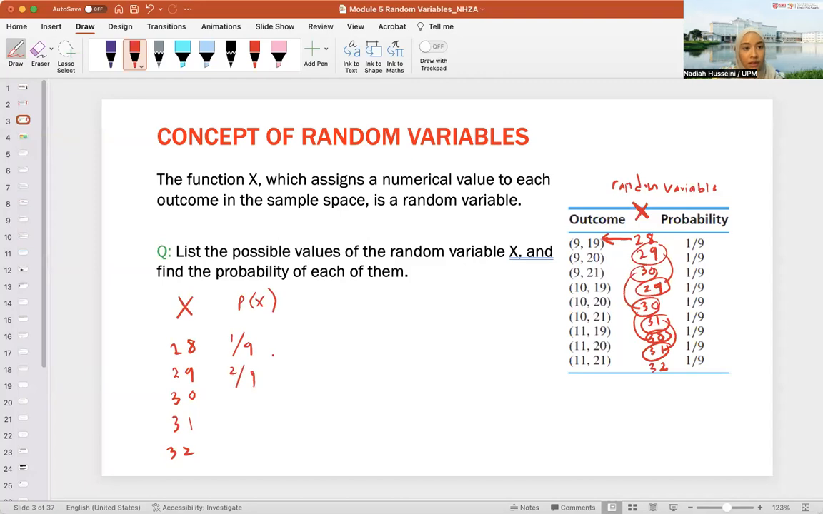I'm just adding them together, 1/9 plus 1/9. And then for 30, 1, 2, 3, 3/9. This is a 9, not a 1. Okay, and then 31 happens 2 times, 2/9. This is a 9, and 32 happens once. So this is the probability for each of the random variable.